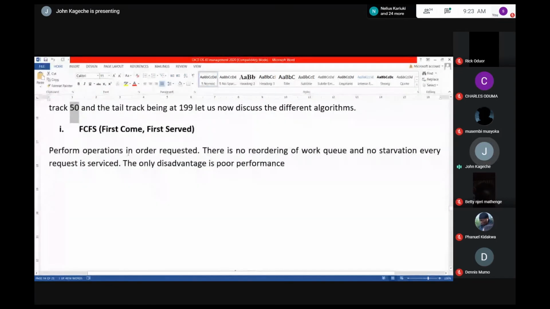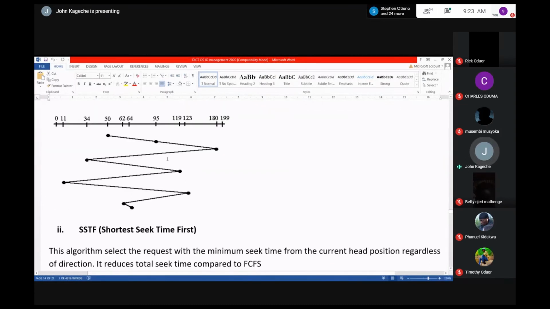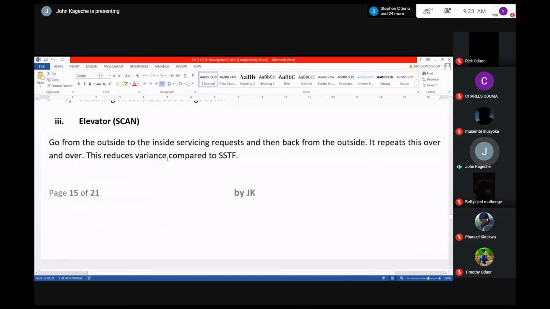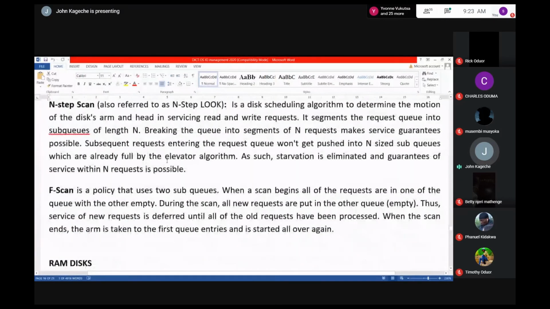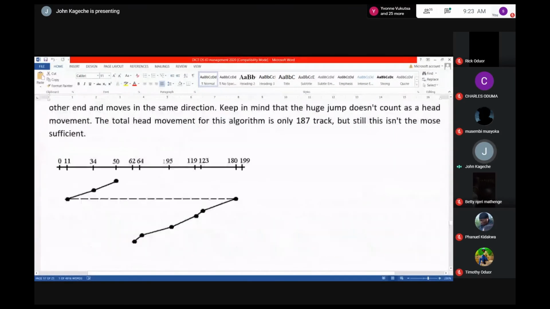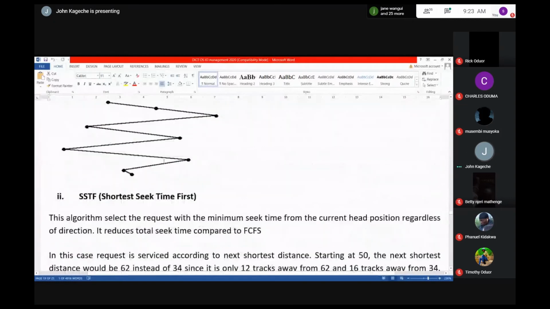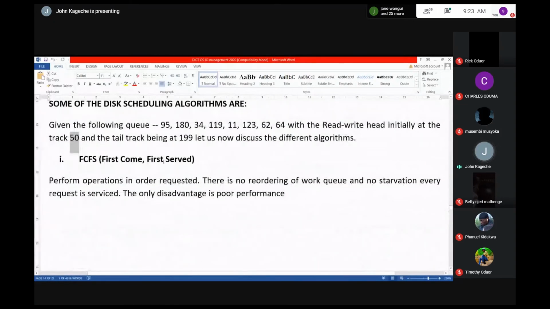Now you're asked to perform an operation in order of request. It can be first come, first served, or shortest seek time first, or elevator SCAN, or C-SCAN, or LOOK, or N-SCAN, F-SCAN, N-step, and so on. But now our question is very specific. You are told to use first come, first served, and they are asking you to calculate the average waiting time.